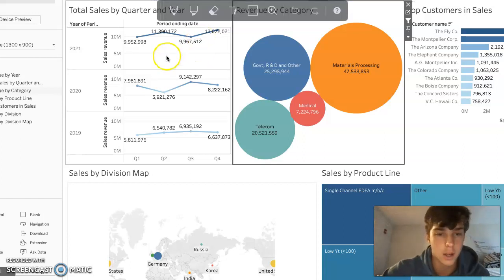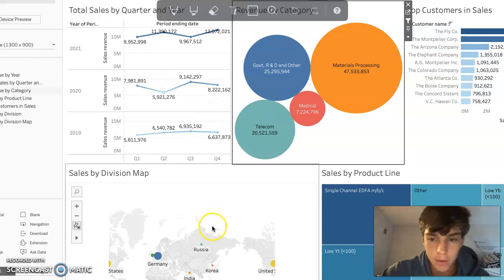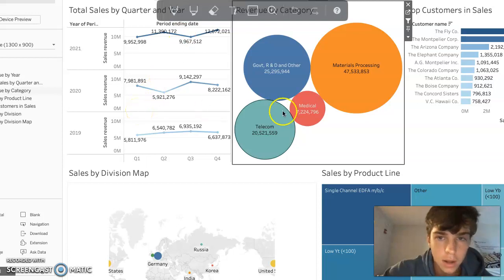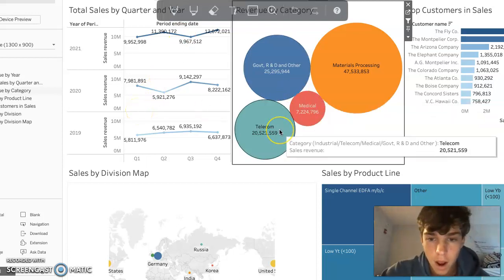So as you can see right here, we have our dashboard pulled up, and our interactive dashboard, and there's 5 different sections on it. The first section is total sales by quarter and year. You can see how much money in the past 3 years through each quarter the cat manufacturing is made.